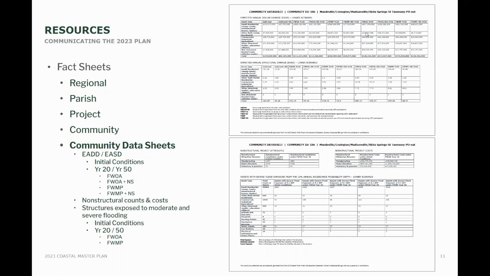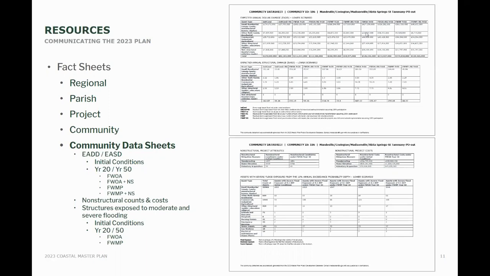And we're going to be reporting this out at both the initial conditions, and then we're going to look at future without action at years 20 and at year 50. We will look at future with the master plan's structural risk reduction project. So if we build a levee or flood wall or other structural risk reduction project in or near that community, the damages will be reduced ideally. And so that would be the future with master plan. And then we also incorporate non-structural risk reduction measures and report those out here as well.